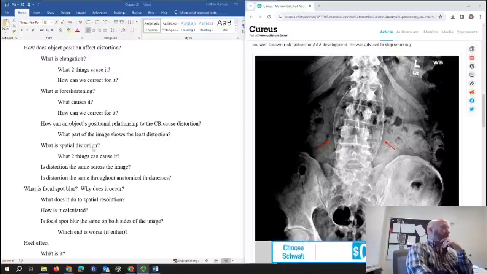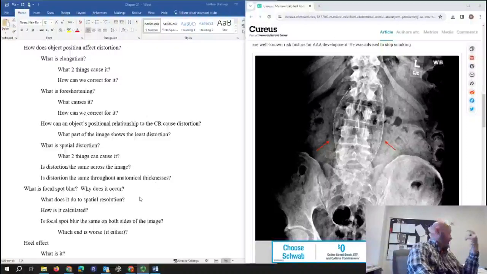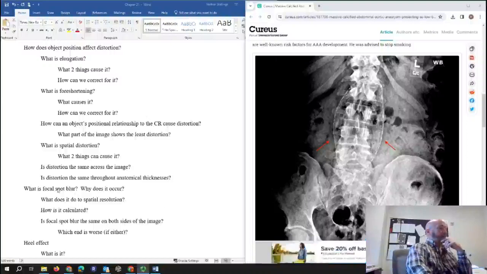So where are we? That would be your spatial distortion. Is distortion the same across the image? It depends on if we have magnification, size distortion, or shape distortion. If we have shape distortion, no, we have unequal magnification. Is distortion the same throughout the anatomical thicknesses? Again, that would be no. We just took a look at that. We've got spatial distortion that can obscure that a little bit.